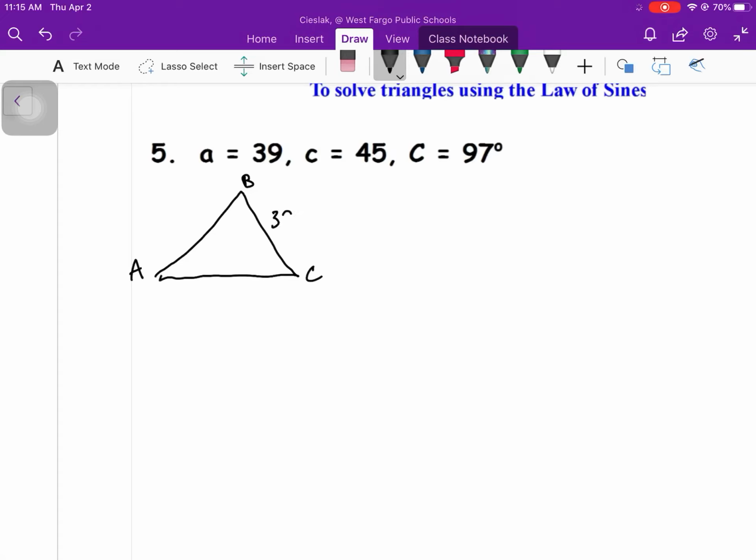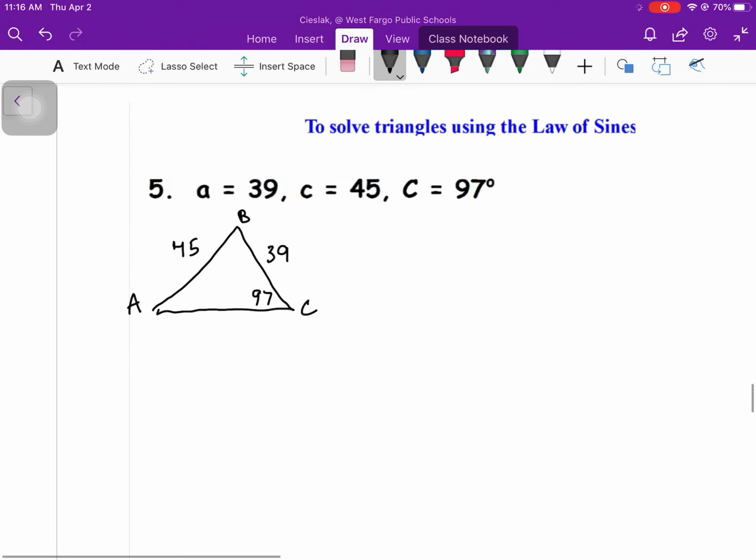So I've got triangle ABC here again. A is 39, C is 45, and angle C is 97. Now I've kind of skipped over this in the last couple, guys. Remember, the only time we got to worry about ambiguous case is when we have angle side side or ASS. We have that here, so keep that in mind because when you get to a test, it's not always going to be angle side side. And if you start finding a second triangle for stuff that doesn't have a second triangle, you're going to lose a lot of points, okay? Remember, this is the only time that we have to worry about this.